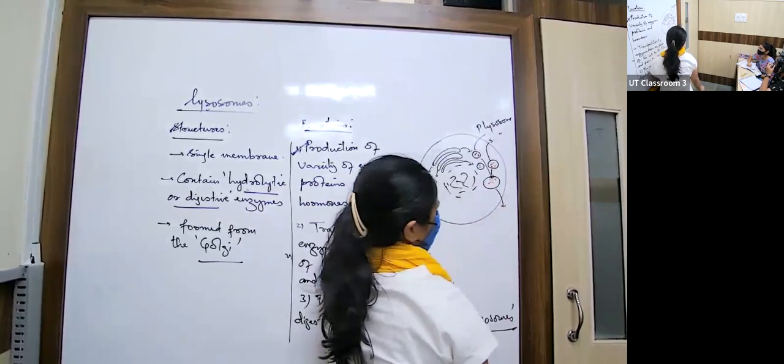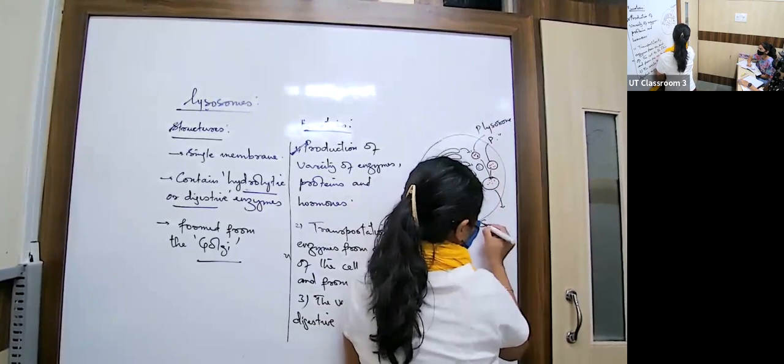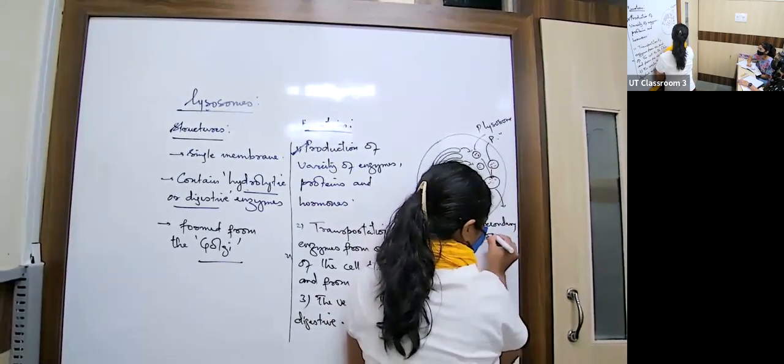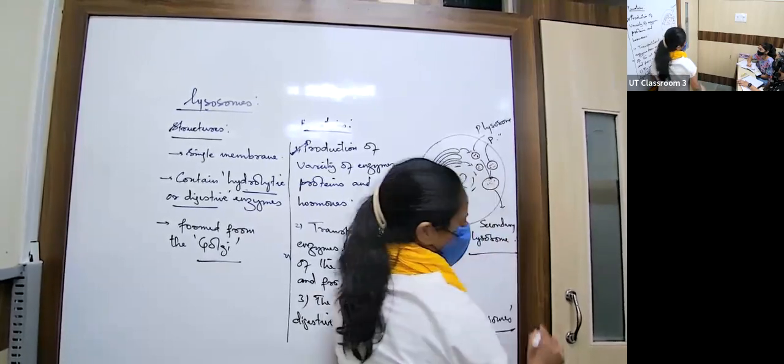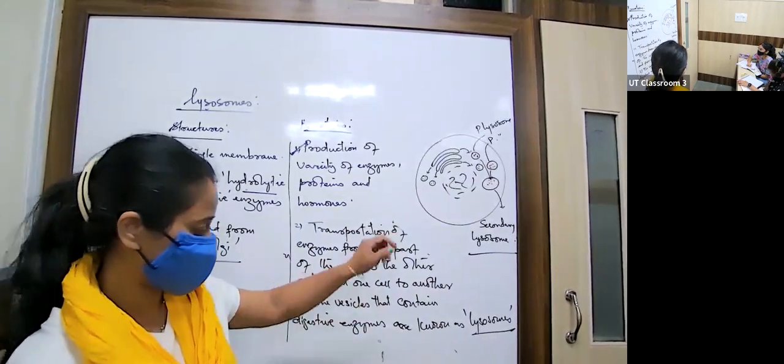And I'm sorry, when two primary lysosomes would fuse, this would result in the formation of a bigger lysosome, and this is what is known as secondary lysosome. What did I tell you? I repeat it. Try to understand.